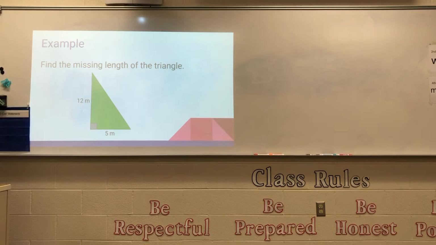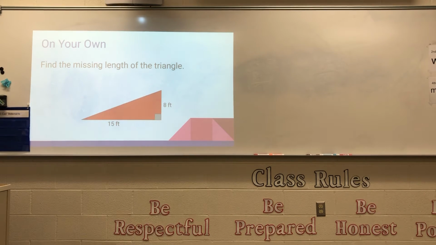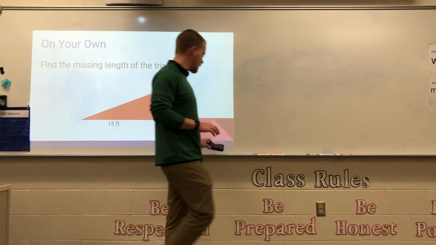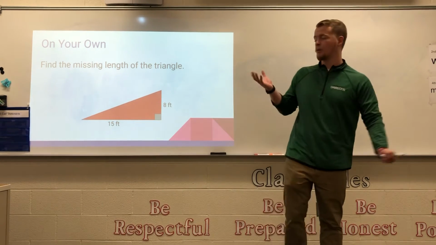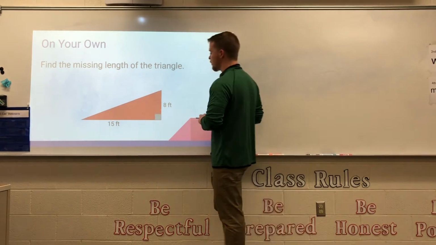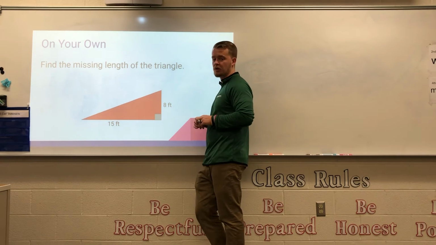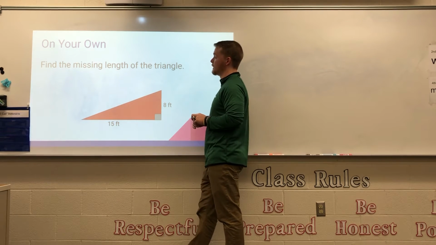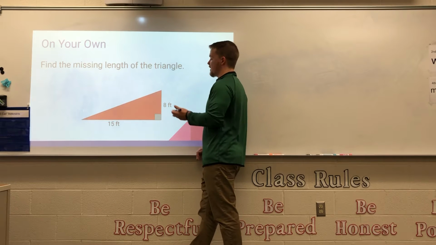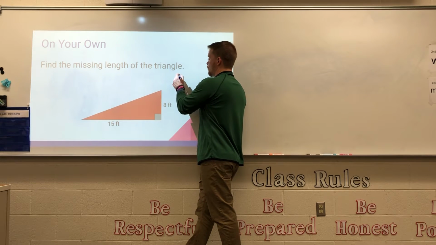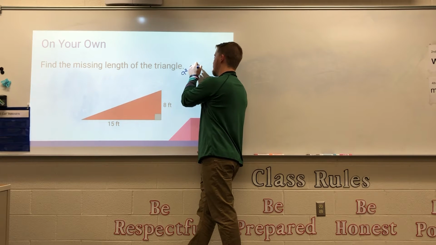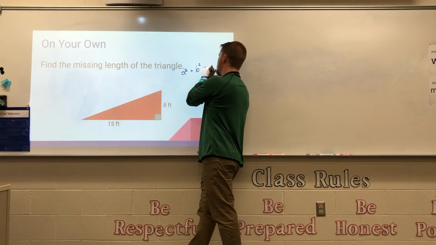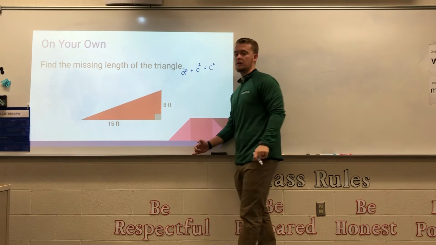Well, I'm going to have you try one on your own, like this. Just because it's flipped, don't let that throw you off. Just because it's turned downward, you're still looking where that right angle is. So pause the video, try this on your own. Hopefully you've tried it and came back. So again, we're using the Pythagorean Theorem. A squared plus b squared equals c squared. Okay, that's what we're using.